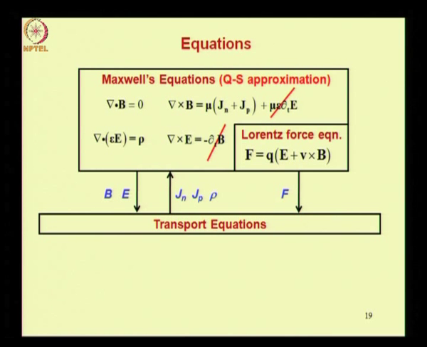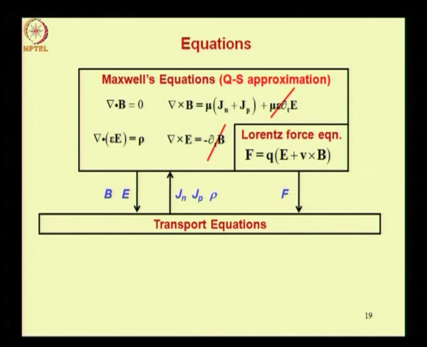So first we make the quasistatic approximation. This means we are neglecting the changing electric field here, or the displacement current, and the changing magnetic field here. Time varying electric and magnetic fields are neglected.